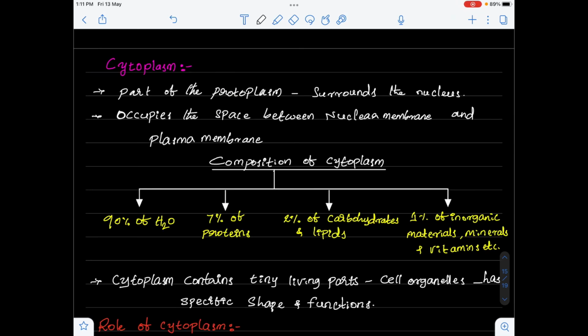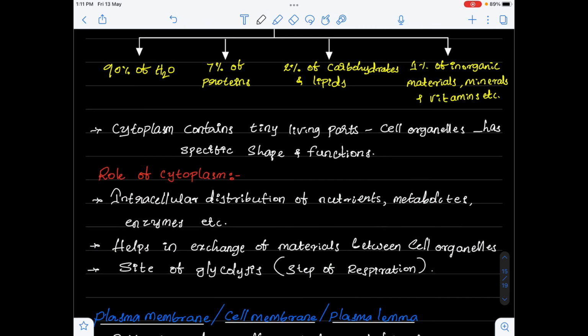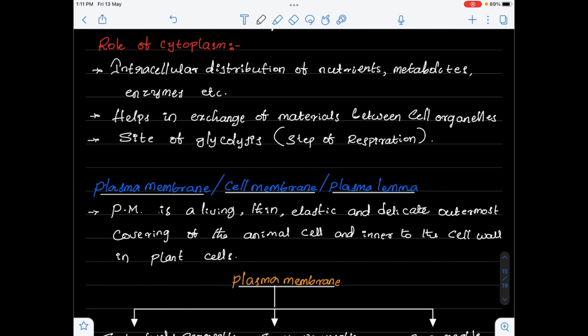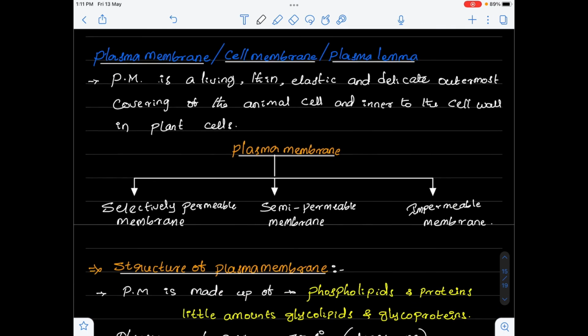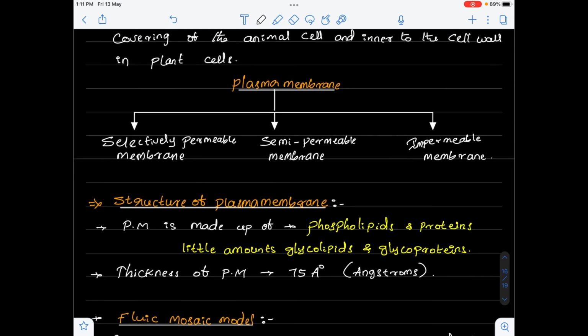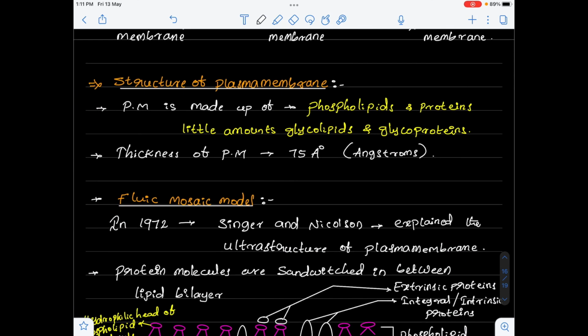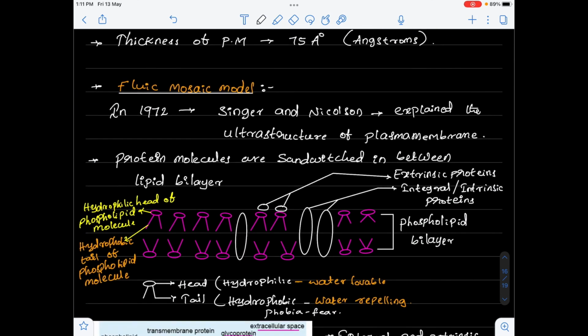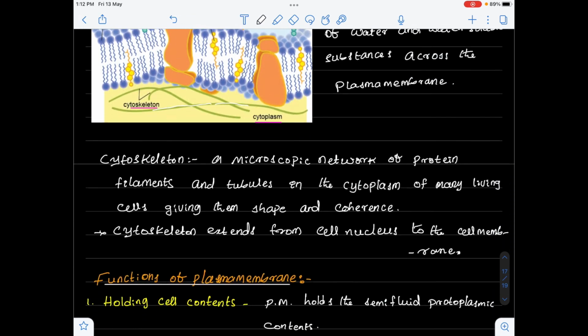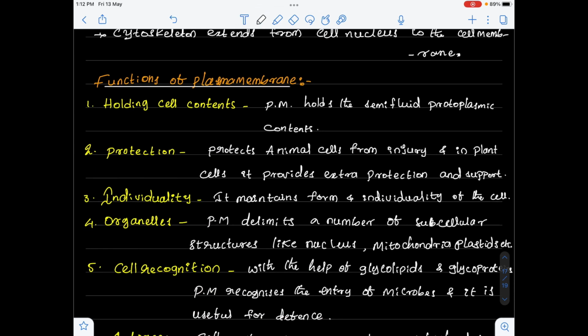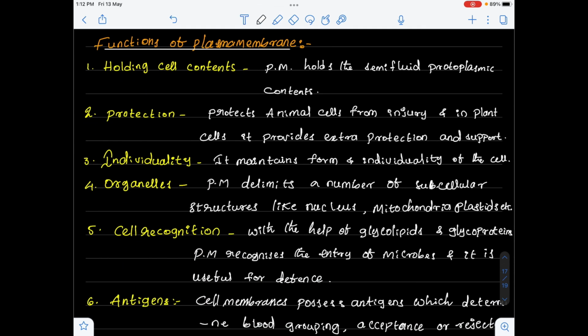So this is about the cytoplasm, role of the cytoplasm, plasma membrane, structure of the plasma membrane, and finally the functions of the plasma membrane.